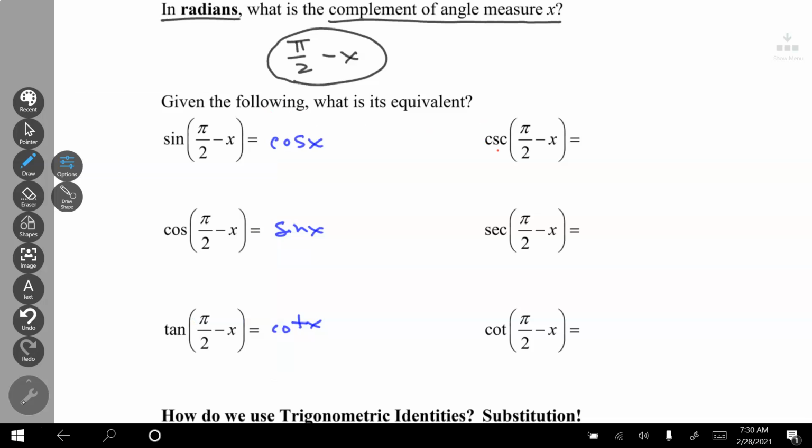The complement of cosecant is just secant of x. The complement of secant is cosecant of x, and the complement of cotangent is just tangent of x. So don't get thrown off when you see sine of pi over 2 minus x. It just means cosine of x. It's not really that big of a deal. So what is our purpose of doing everything we're doing?